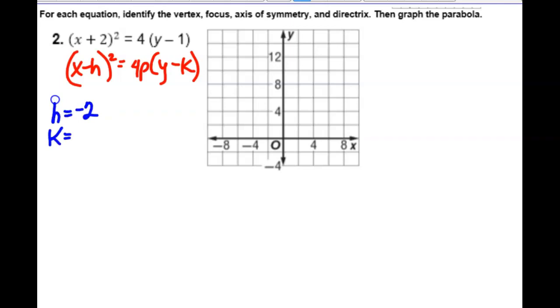Can you tell me k while we're at it? Good job. Jacob, can you tell me something? p is 1. Everybody okay with that? 4p equals 4. Which way does it open, Isabella?